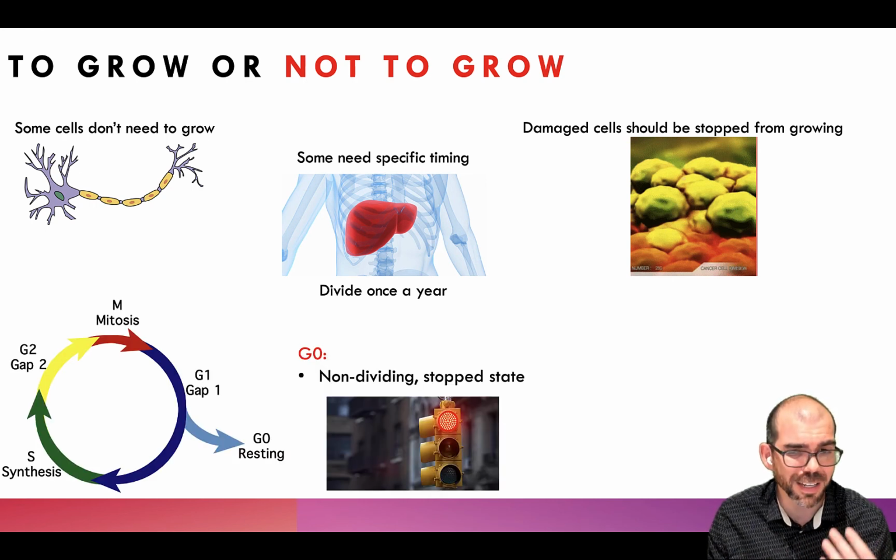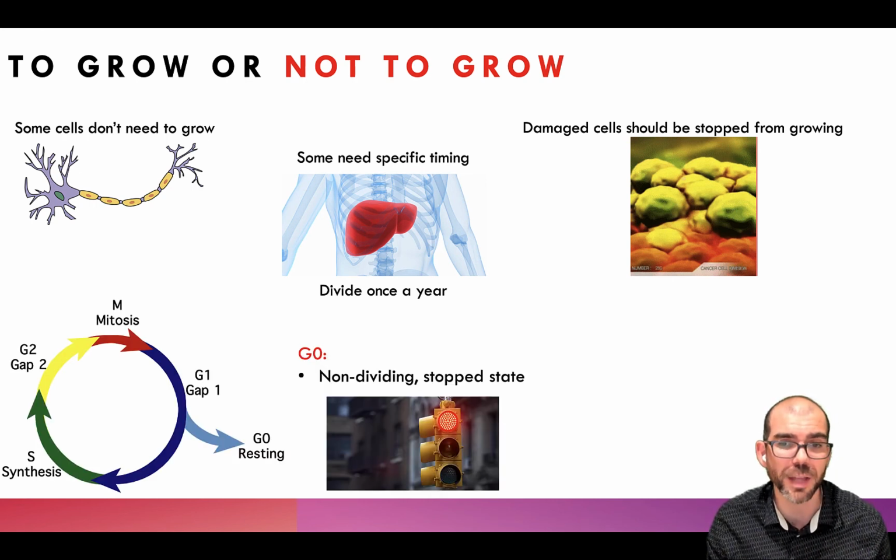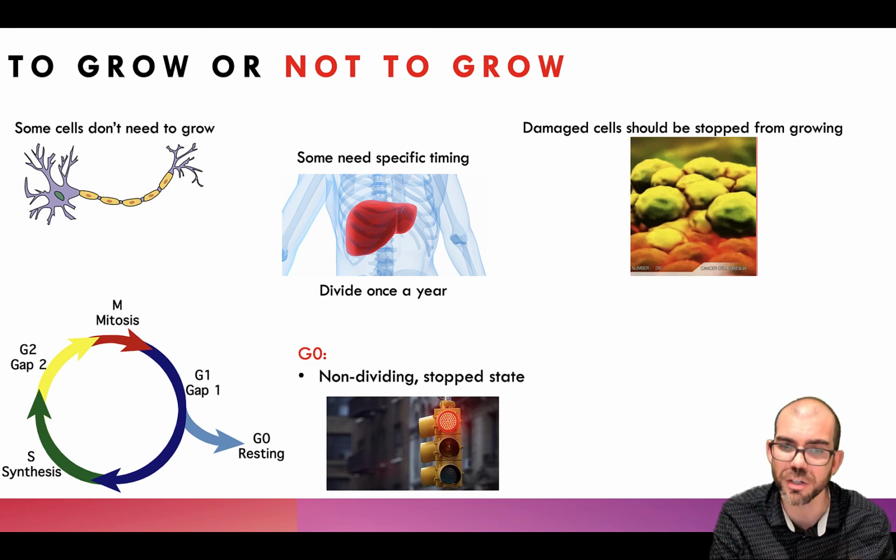So there is another phase that a cell can be put into that can stop growth in all of these contexts, and it's referred to as G0. G0, or the resting phase, is a phase where a cell no longer divides and stays in whatever phase it's in. It can enter G0 from G1, S, G2, or so on.